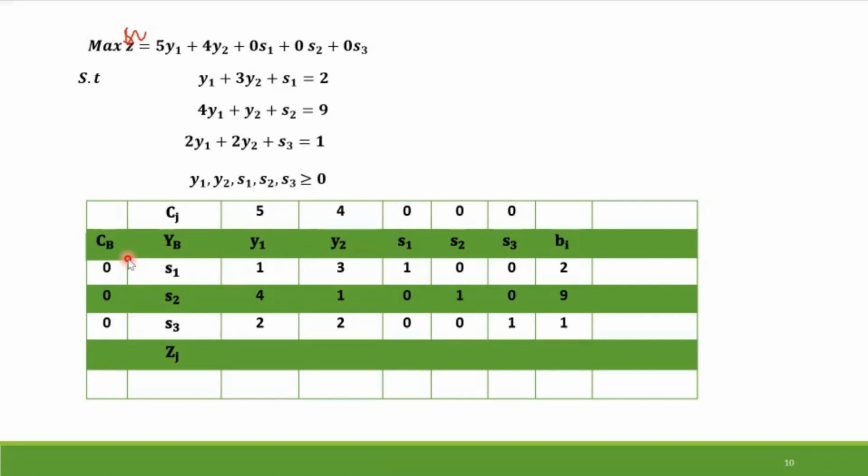Zj's, initially Zj's will be 0 for all in the simplex method. 0 into 1 plus 0 into 4 plus 0 into 2. So all the elements will be 0, because everything is multiplied by 0. So we will get the first Zj row to be 0. Then we have Zj minus Cj. Minus 5, minus 4, 0, 0, 0.